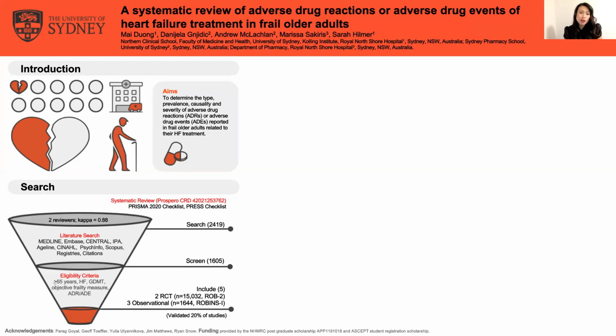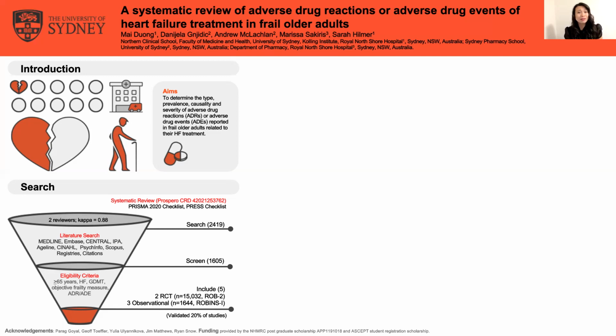We found about 2,400 studies and 2 reviewers screened 1,600 studies with an inter-rater reliability of Cohen's kappa 0.88. 5 studies met inclusion criteria. 2 were RCTs with a total of 15,000 participants, and 3 were cohort studies with about 1,600.